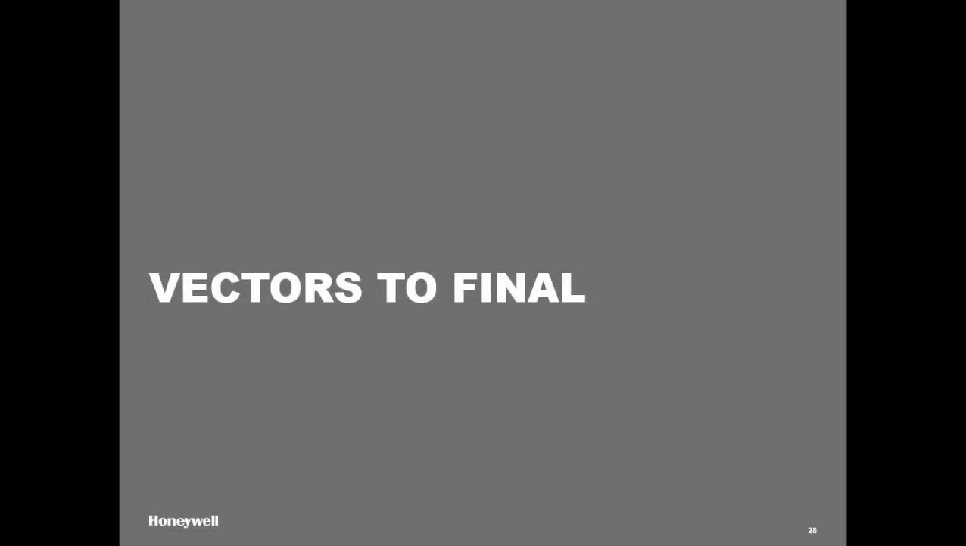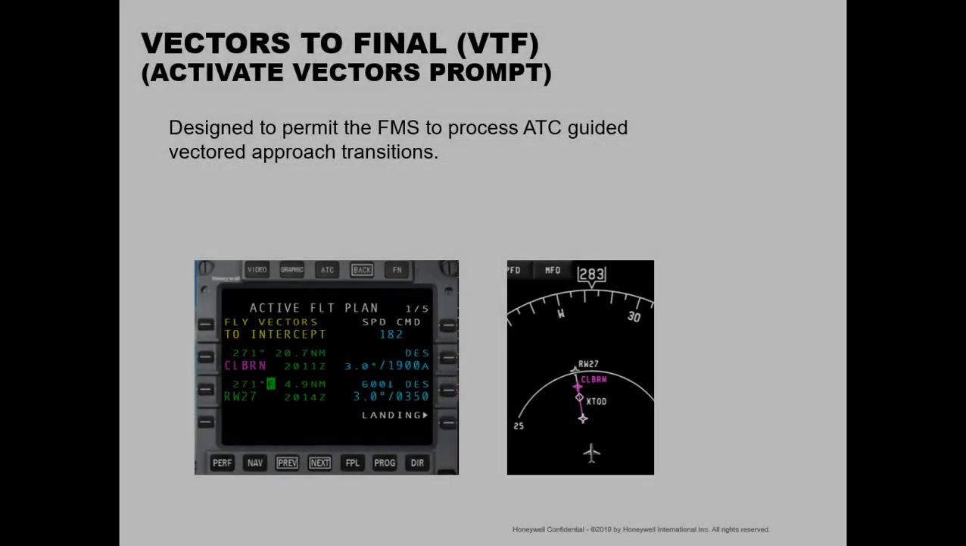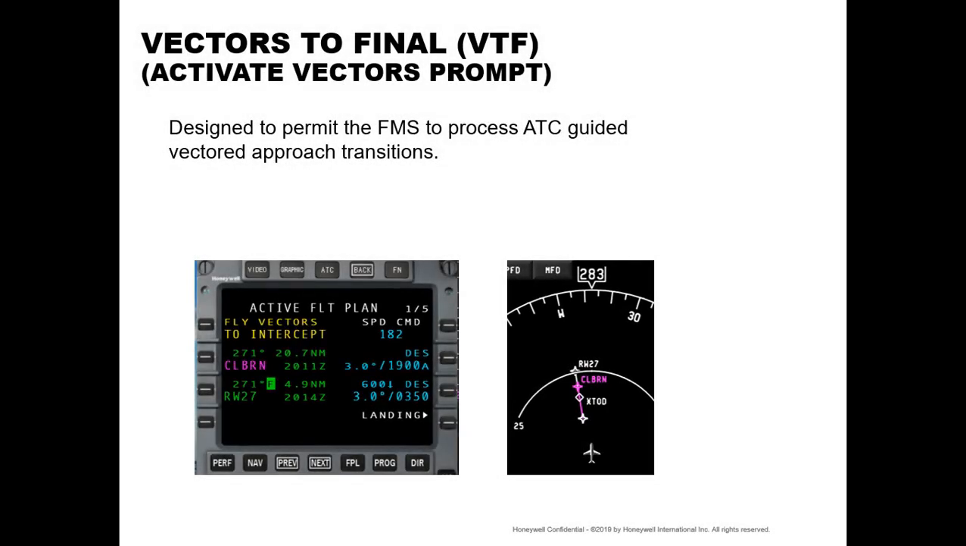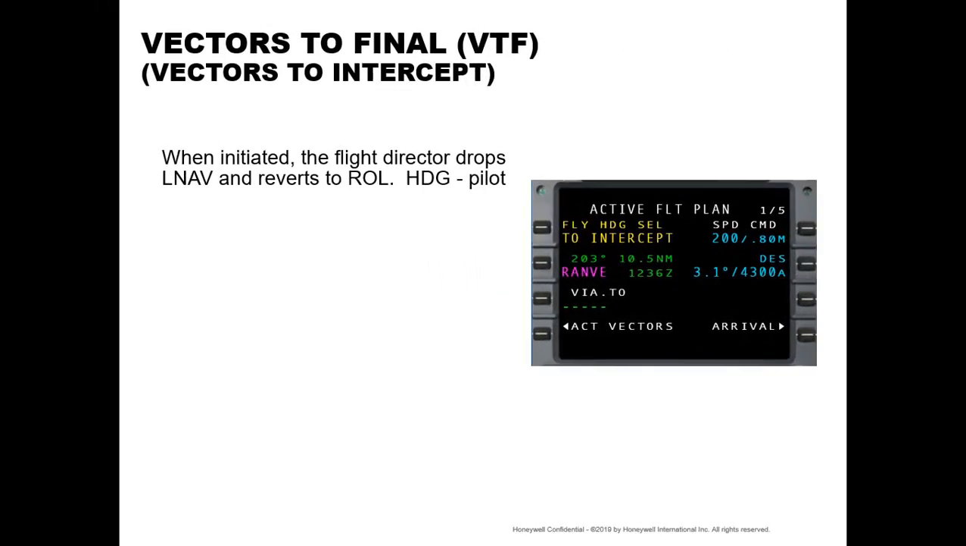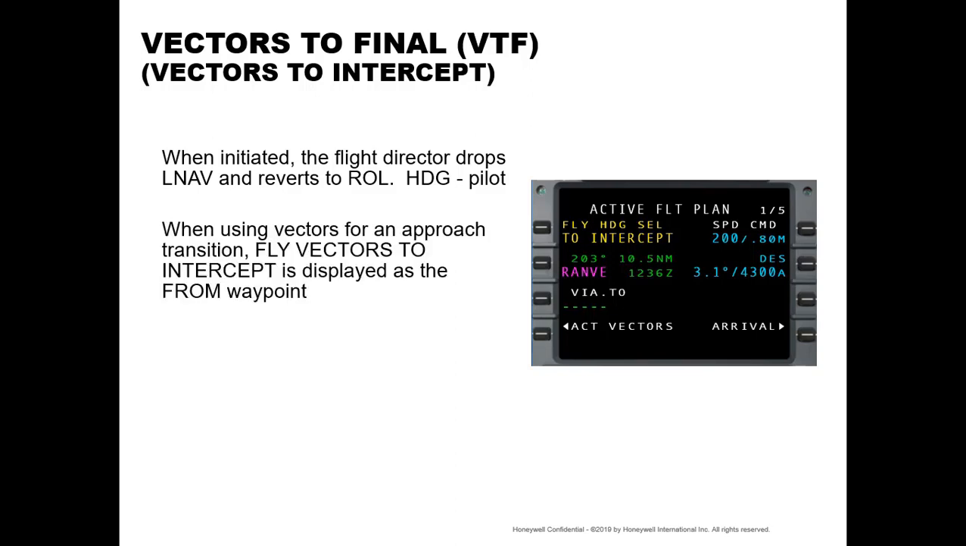This section will cover the Vectors to Final FMS 6.1 feature. Vectors to the final approach fix transition is designed to permit the FMS to process ATC-guided vectored approach transitions. When the Vectors to Final function is initiated, the flight director drops LNAV and reverts to the roll mode. At this point, the pilot should manually select the heading mode. When vectors for an approach transition are being conducted, Fly Vectors to Intercept is displayed as the From waypoint.